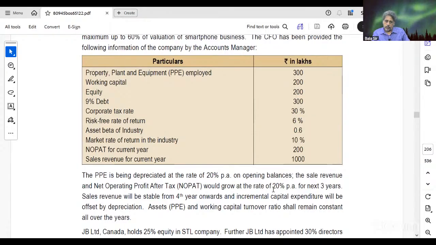Thereafter, from the 4th year onwards, the sales revenue will be stable, right? And incremental capital expenditure will be offset by capital. Next, assets, that is PPE and working capital turnover ratio, shall remain constant all over the years.